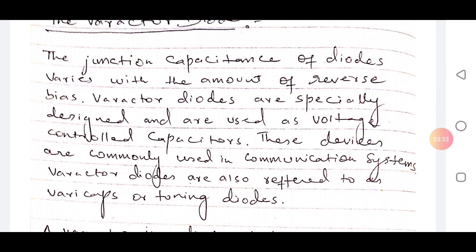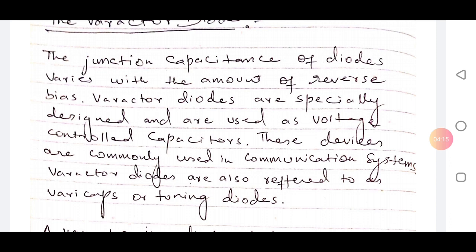These devices are commonly used in communication systems. This is the application of a varactor diode. A varactor diode is used in communication system areas, in telecommunication. Let's read the line. Varactor diodes are also referred to as varicaps or tuning diodes. So these are the two names by which we can call a varactor diode: a varicap, and a tuning diode.